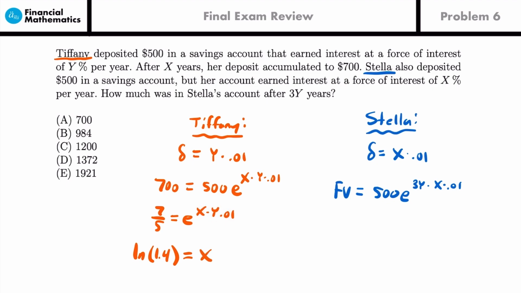So we have x times y times 0.01. Now, to solve for x, we just have to divide both sides by y times 0.01. So I'll do that right here. We will find that x is equal to the natural log of 1.4 divided by y times 0.01.